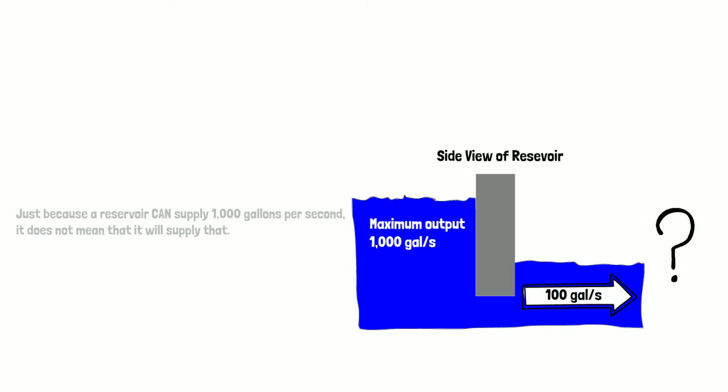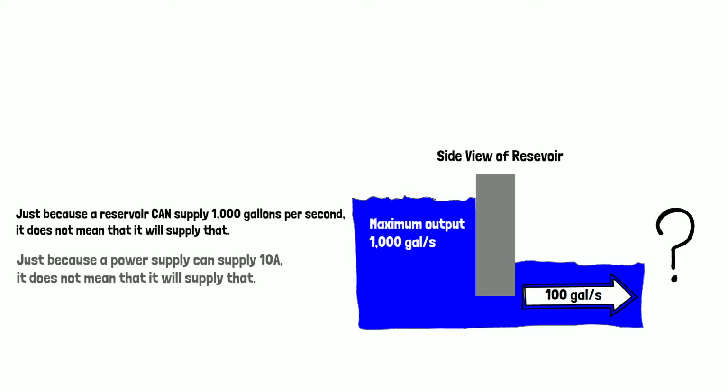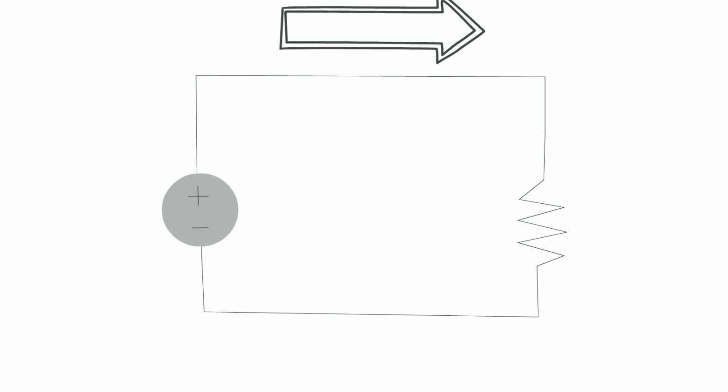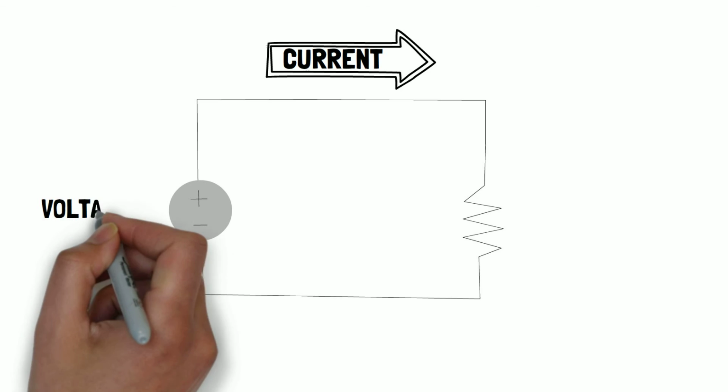This brings us to our second important concept about current. Just because a reservoir can supply 1,000 gallons per second, it does not mean that it will supply that. It is entirely dependent on what is downstream resisting the flow of water, and how much energy the moving water has by flowing downhill. To put it in electrical terms, the flow of current is dependent on voltage and resistance.